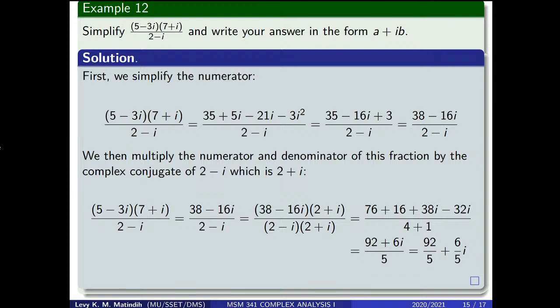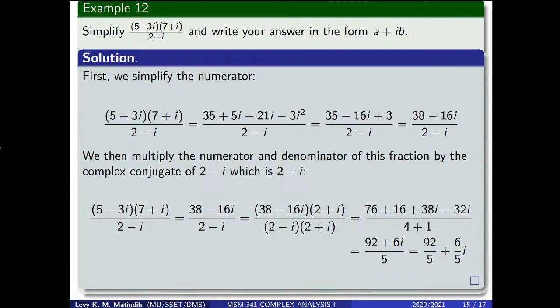By simplifying the numerator, I mean deal with the product first, which is in the numerator. So you deal with the product 5 minus 3i multiplied by 7 plus i. After dealing with it, you write the numerator in standard form. From there, you can multiply both the numerator and the denominator by the complex conjugate of the denominator. When you multiply the two complex numbers in the numerator, you're going to get 38 minus 16i. So it will be 38 minus 16i divided by 2 minus i.